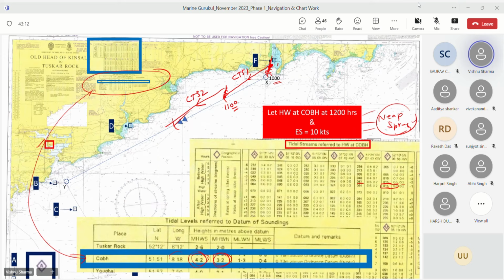Now, when you come, that means you expect yourself to be here at 1200 hours. Now you are closer to delta. And 12 o'clock is the high water. So now it is for 0 hours and you go to delta.